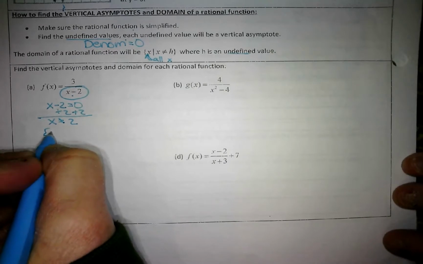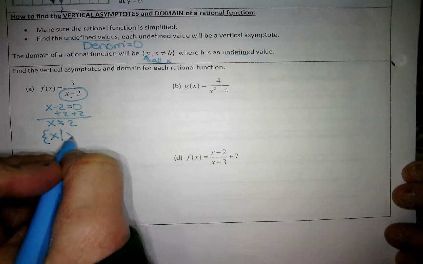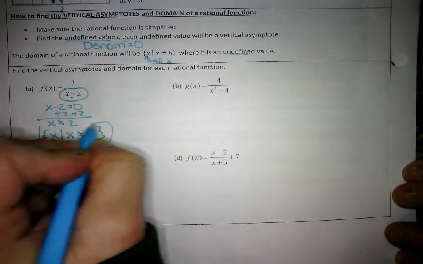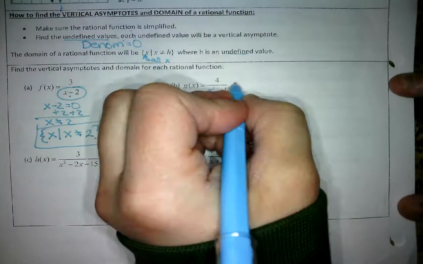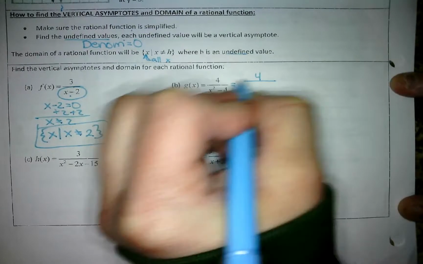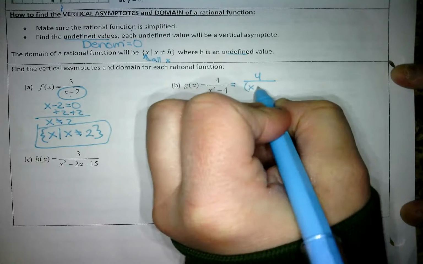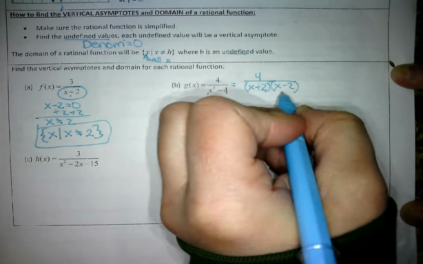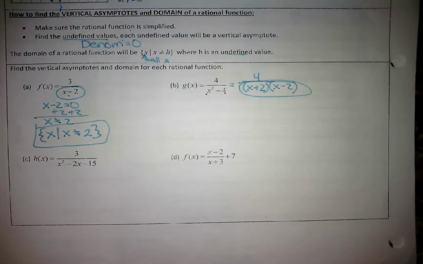Now all we're going to do is write it in set notation. So we have all x values, except x cannot equal 2. And that is our vertical asymptote. Okay, let's go on ahead and do the next one. We need to simplify it. x squared minus 4 is a difference of squares, so that becomes x plus 2 times x minus 2. We can't cancel them. There's nothing we can get rid of down there.